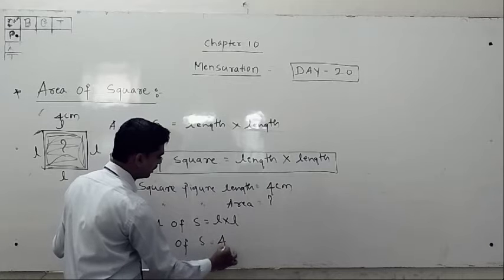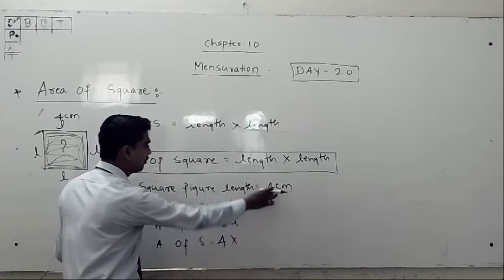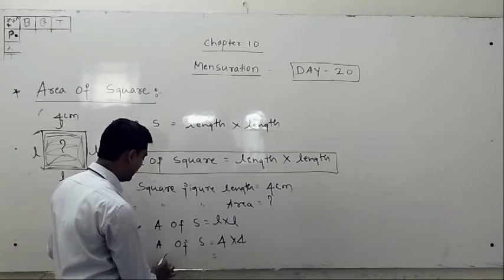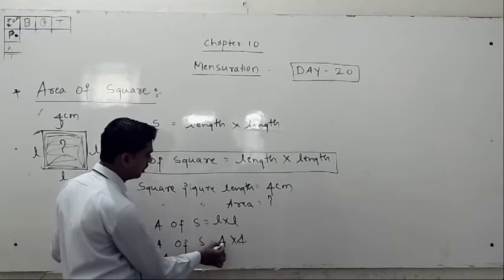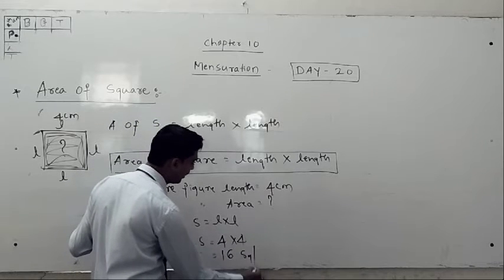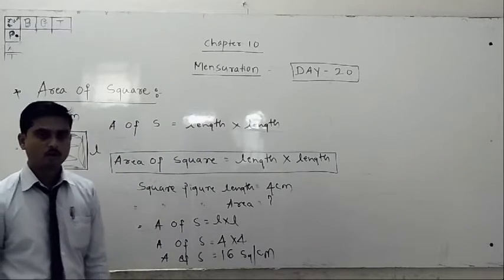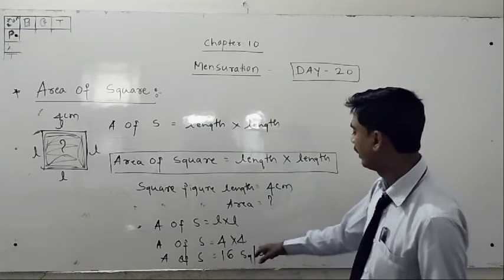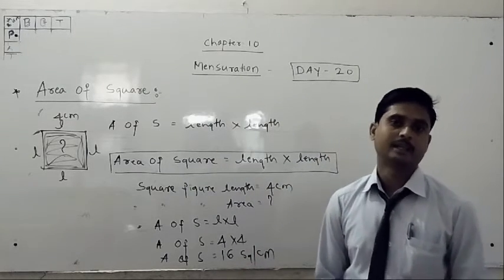Then A of S is equal to length, how much? 4 centimeter, into, as it is you should keep there. Then again length, how much? 4 centimeter. Okay. Then A of S is equal to 4 into 4, how much? 16 square centimeter. Area we should represent in which unit? Square unit. Square unit we are representing area.